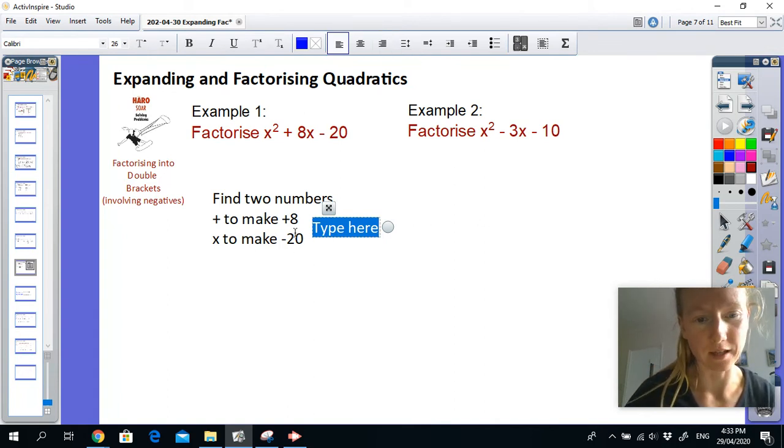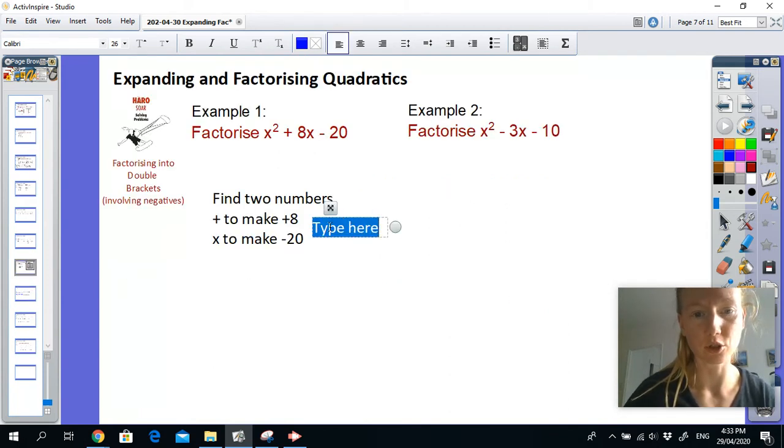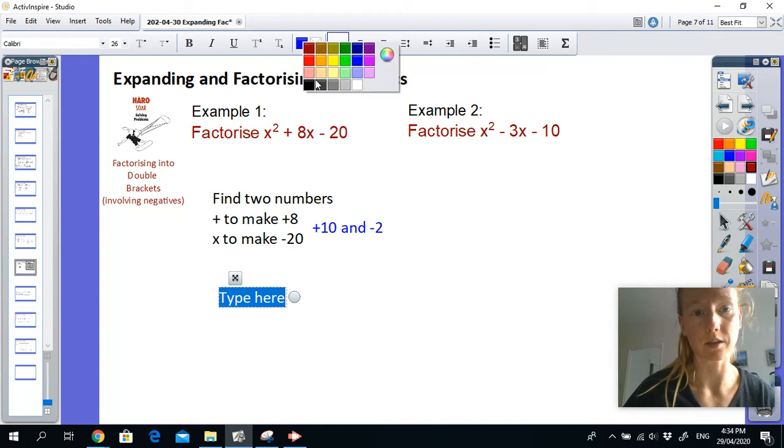Now if you look at what they need to multiply to make, and go back to what we just wrote, if we're getting a negative answer, so our answer is negative 20, we know that one of our original numbers will be positive and one will be negative. So then we can try and work out what they are. The two that we're going to have here are positive 10 and negative 2. 10 plus negative 2 gets us 8. 10 times negative 2 gets us negative 20.